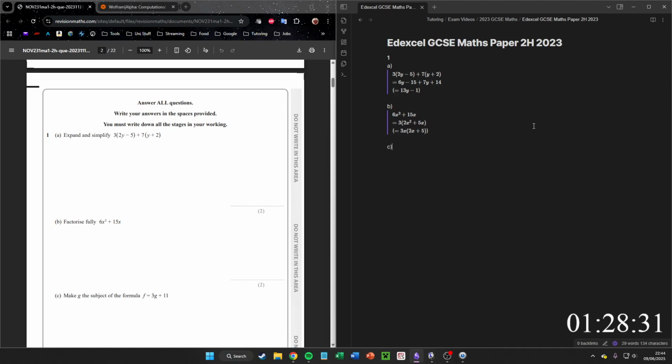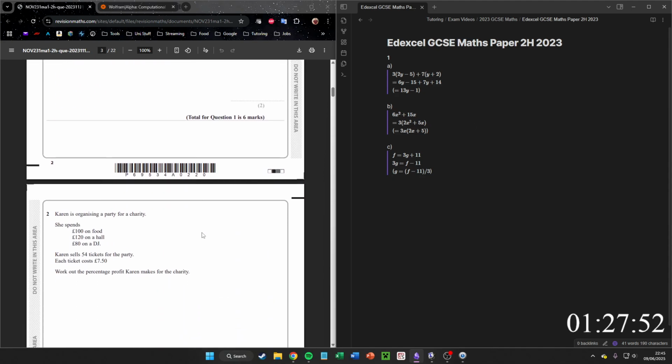As far as I'm aware, we can't really factorize it any more. Part C is make g the subject of the formula f equals 3g plus 11. So we're just going to subtract 11 from both sides. We'll get 3g equals f minus 11, and then we'll divide both sides by 3. We'll get g equals f minus 11 divided by 3. I am using LaTeX, so I could make full fractions for these sorts of answers, but I find that it becomes a little bit too small to be readable. So I'm going to just use the forward slash notation for fractions throughout this paper.